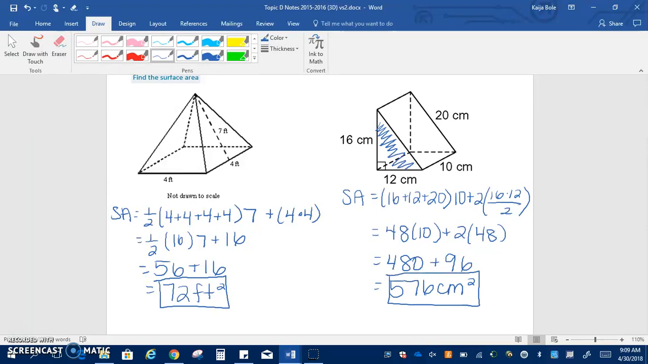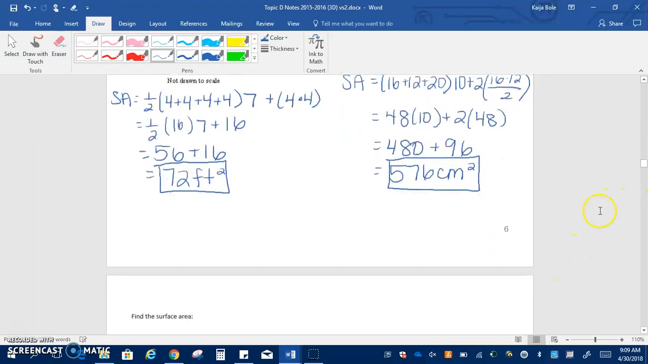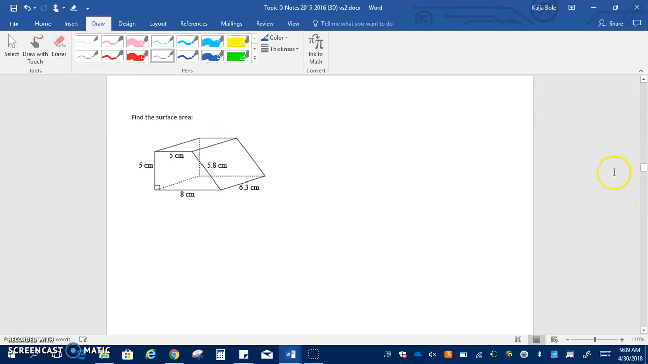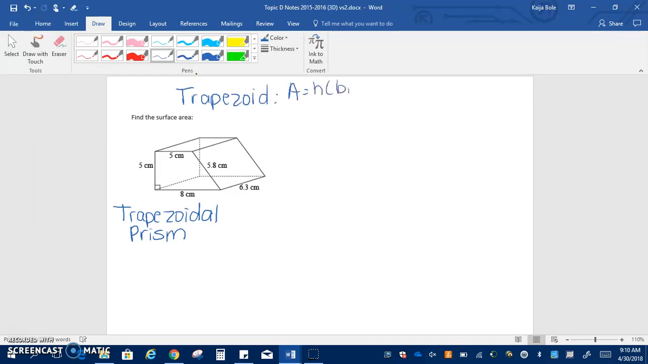Alright, go ahead and flip over. We've got one more different type of example here. If we look at this, this base is actually a trapezoid. So we have ourselves a trapezoidal prism. It's a fun word to say, trapezoidal prism. So the area of a trapezoid, if you don't remember, write it at the top, I highly suggest it. The area of a trapezoid is A equals height times base 1 plus base 2, all divided by 2. So we're going to use our prism formula.